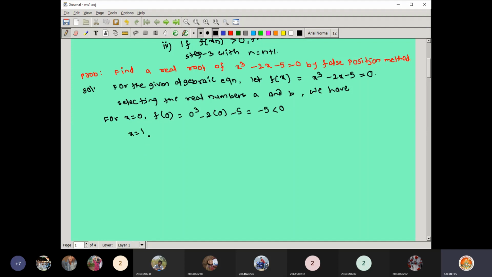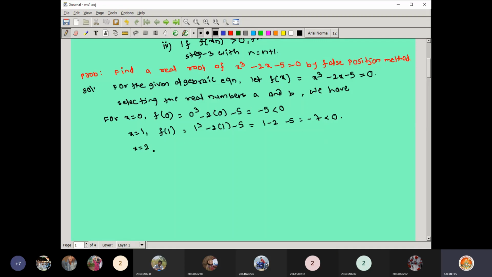Next, substituting x equal to 1, that becomes f of 1. So it becomes 1 cube minus 2 into 1 minus 5, that is nothing but 1 minus 2 minus 5. So you are getting minus 7. Again it is less than 0. You repeat the process till you get the opposite sign. So both are negative values.